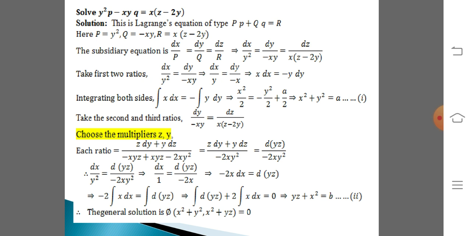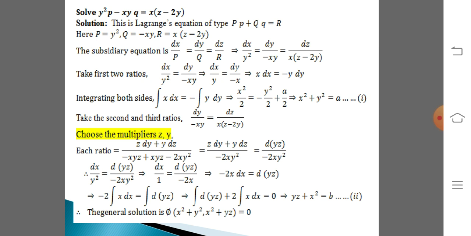You just group x dx on one side. We have minus 2x dx equal to d of yz. Integrate on both sides. So on the left hand side minus 2 is constant and integral x dx is x square by 2, and if you integrate d of yz you get yz. So ultimately we get yz plus x square equal to some constant, say b.